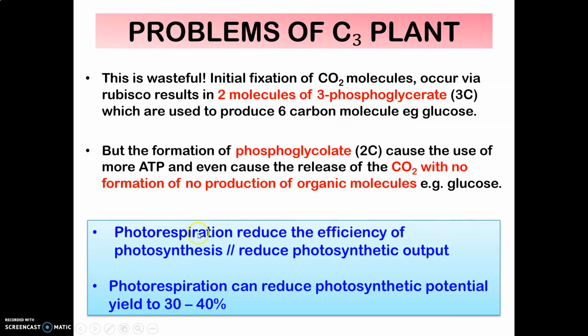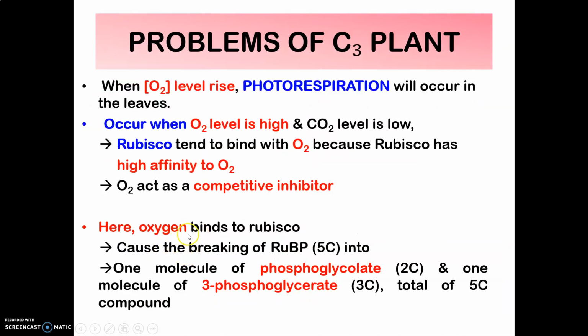Bila oksigen bind kepada Rubisco, dia akan menyebabkan okay, RUBP tadi instead kalau ada carbon dioxide plus RUBP, dia akan form 3-phosphoglycerate. Apa yang berlaku now, oksigen tadi dia akan bind kepada Rubisco which is 5 carbon. Dia menyebabkan RUBP tadi untuk pecah kepada dua molekul, iaitu the first one is phosphoglycolate which is 2 carbon dan juga satu molekul 3-phosphoglycerate. Okay. In total of 5 carbon compound. And phosphoglycolate ni tidak ada function.